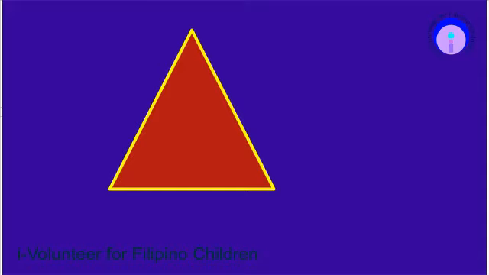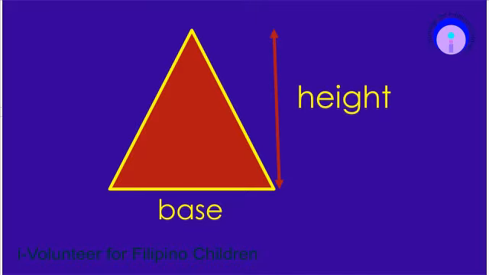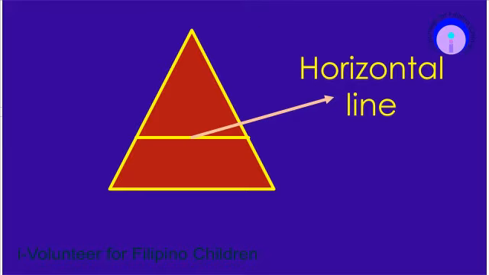This is a triangle. As the name implies, it has three sides. It has a base and it has a height. This horizontal line will make the number of triangles double.